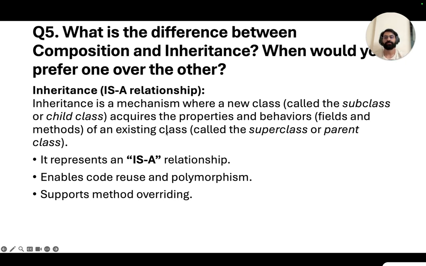And why do we go with inheritance? Because it is used for reusability and the polymorphism concept, so that we can reuse the properties of the parent class in our new class, that is, a child class. And it also supports method overriding. So this is about inheritance.